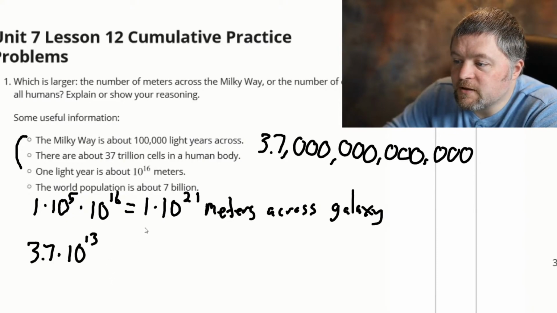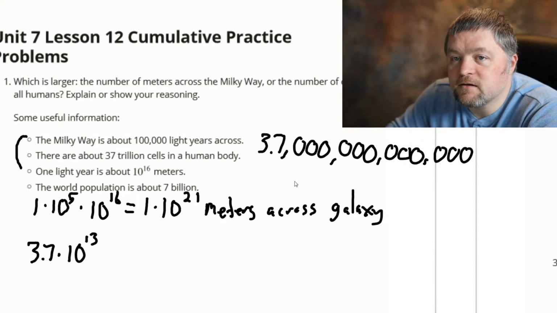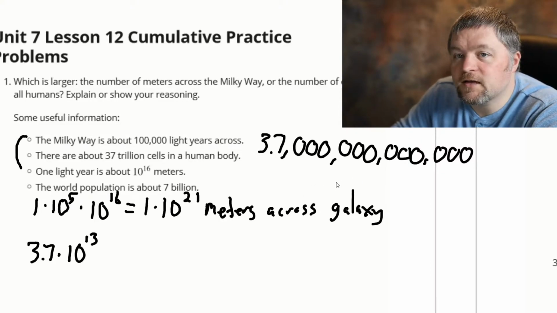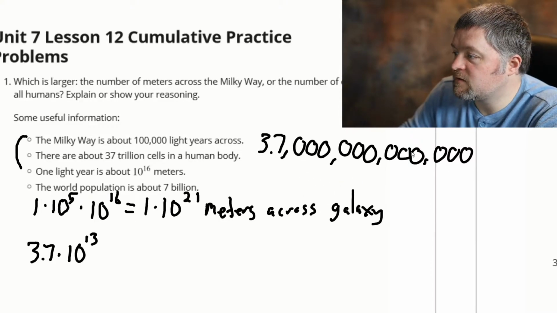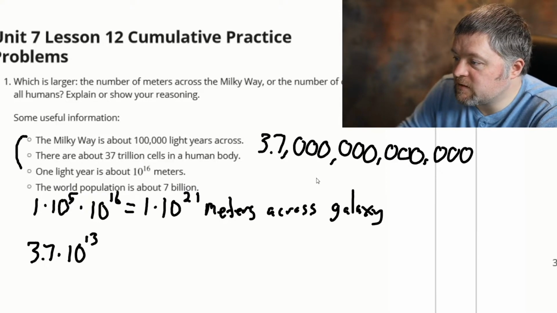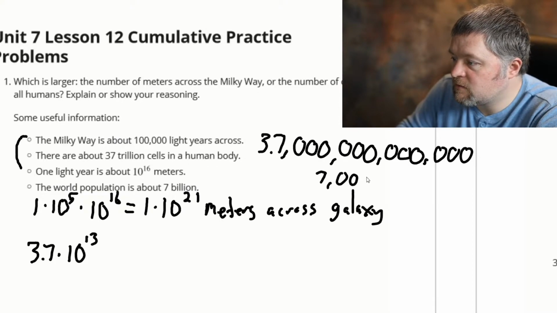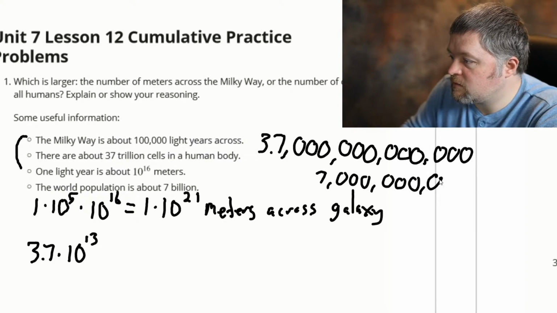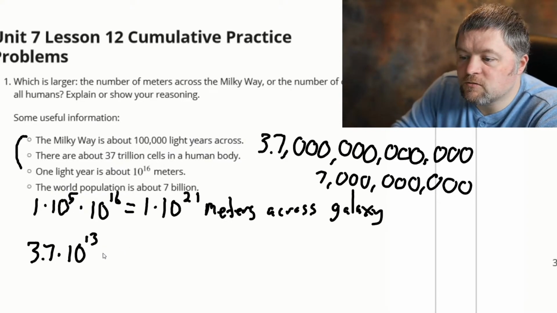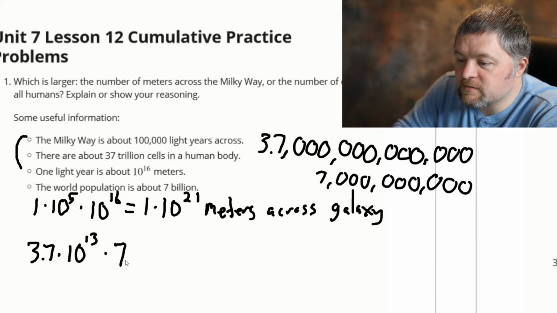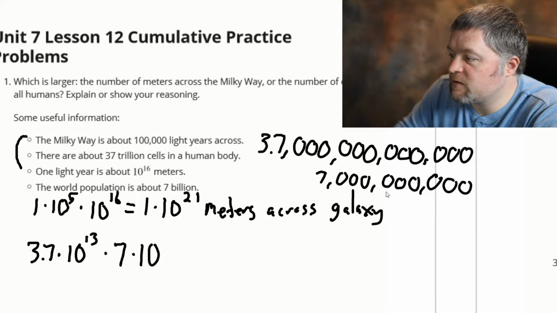The world population is about 7 billion. What does 7 billion look like as a number? Well, thousands, millions, billions, 7 billion. So we're going to be multiplying that times 7 times 10 to the power of, how many spots did we move the decimal point? 3, 6, 9.